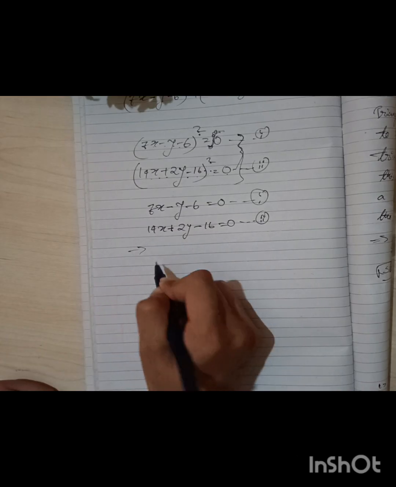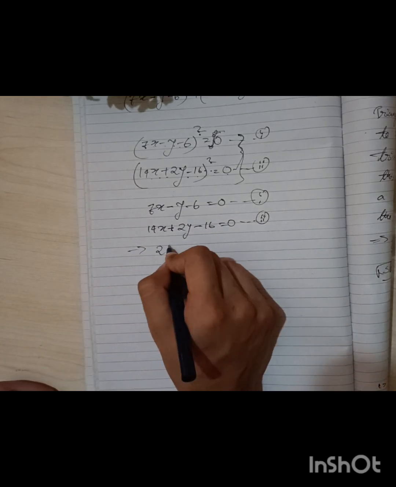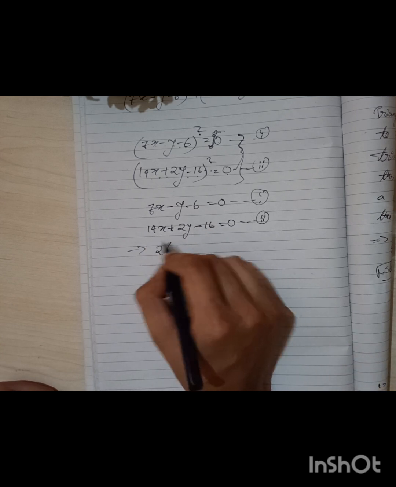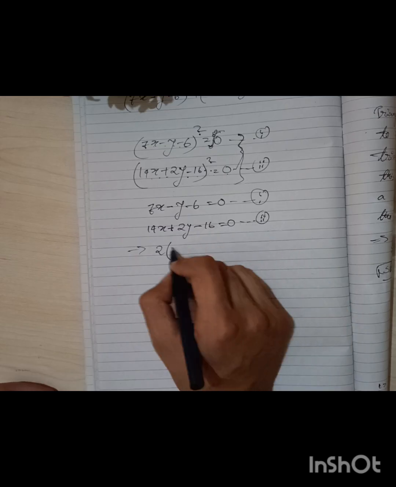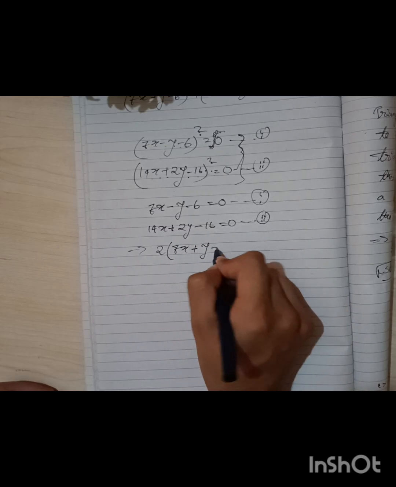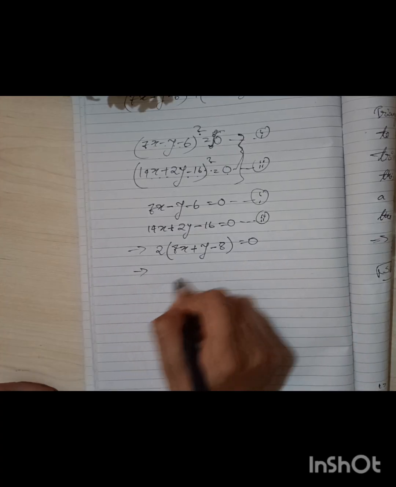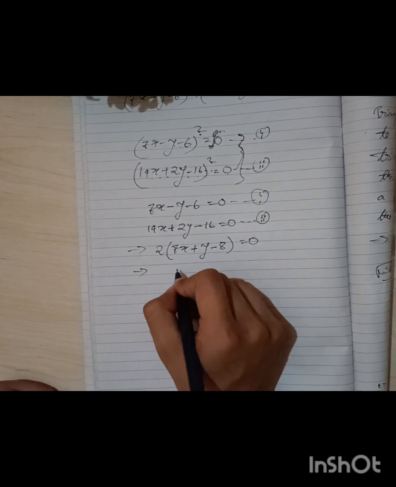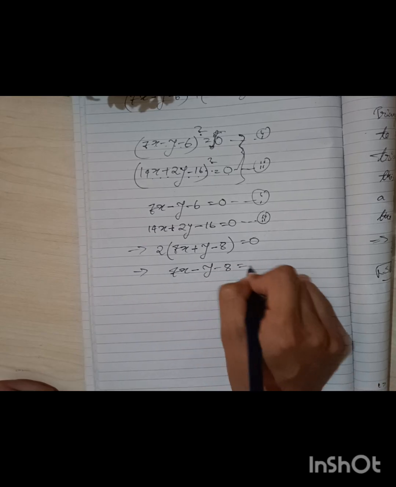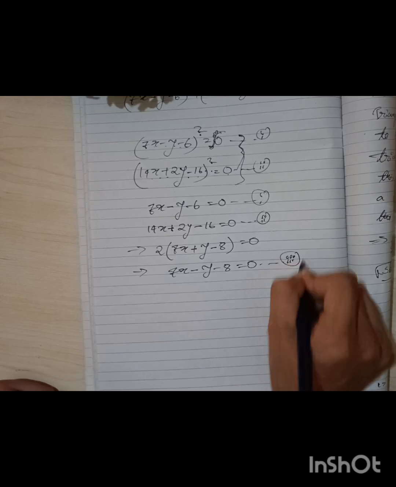Then we can easily write from the second equation that, by taking the 2 common in the left hand side of this equation, 2 times 7x plus y minus 8 equals 0. Then by dividing 2 both sides, we can easily get 7x plus y minus 8 equal to 0. And this is our third equation.